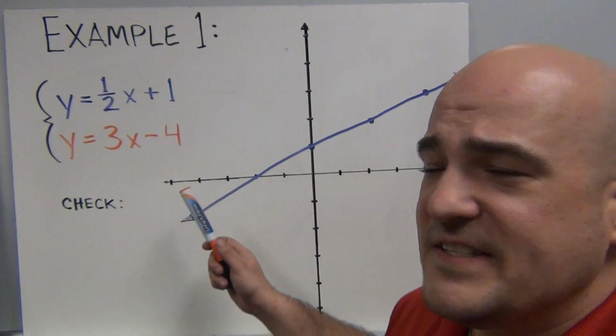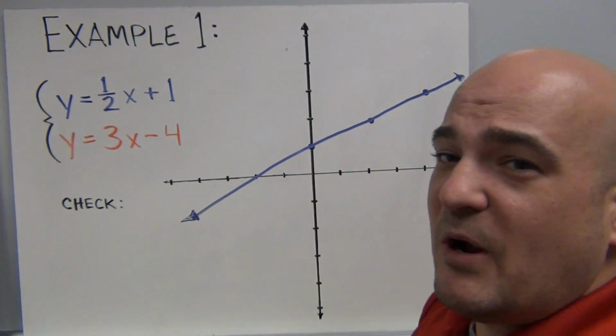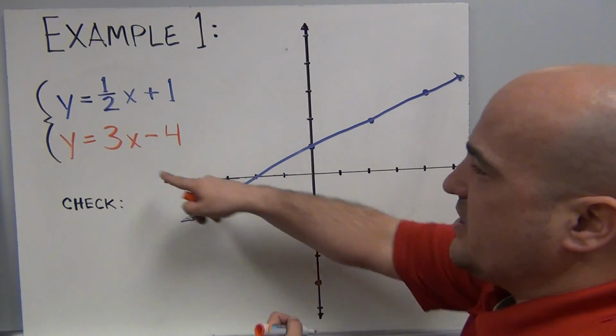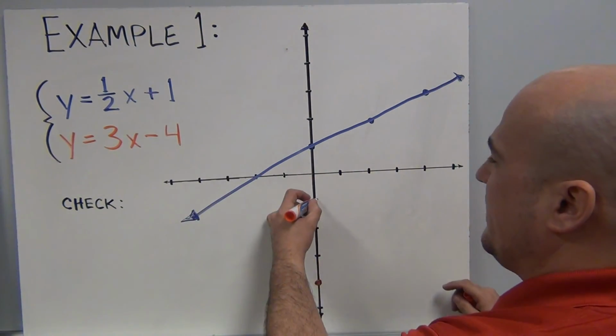Then I'm going to go ahead and graph the second equation here, y equals 3x minus 4. My y-intercept is negative 4. My slope is 3, so I'm going to go up 3 over 1.